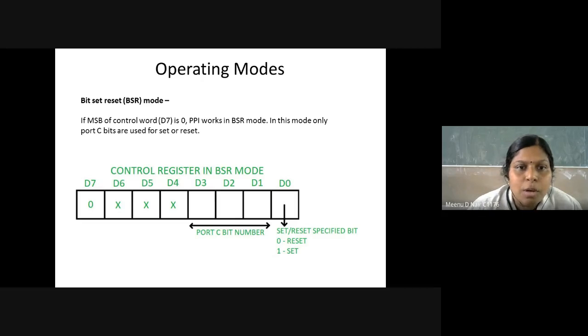The only thing is you have to draw the control word also when they ask about the modes of operation. If it is an essay question, you must draw the control word also. In the control word, D7 is equal to 0, and D6, D5, D4 can be any values. They are don't care, you are not bothering about that. Then D3, D2, D1 is nothing but the port C bit number, and D0 sets or resets the corresponding port C bit. If it is 0, it is reset, and if it is 1, it is set.